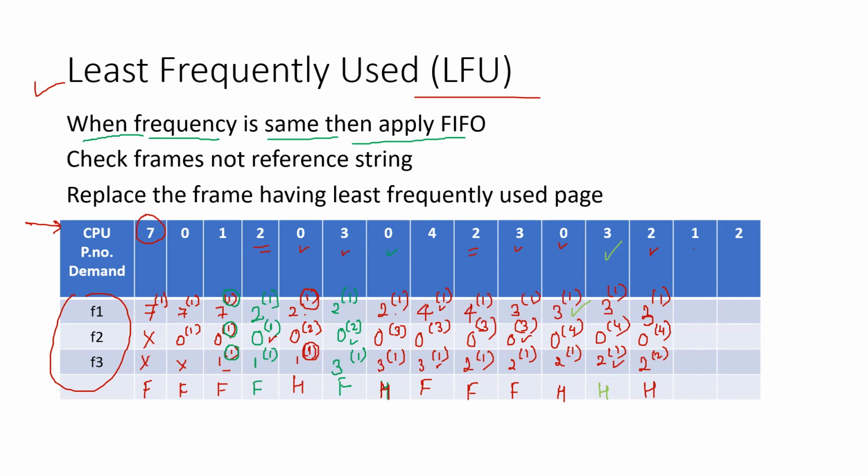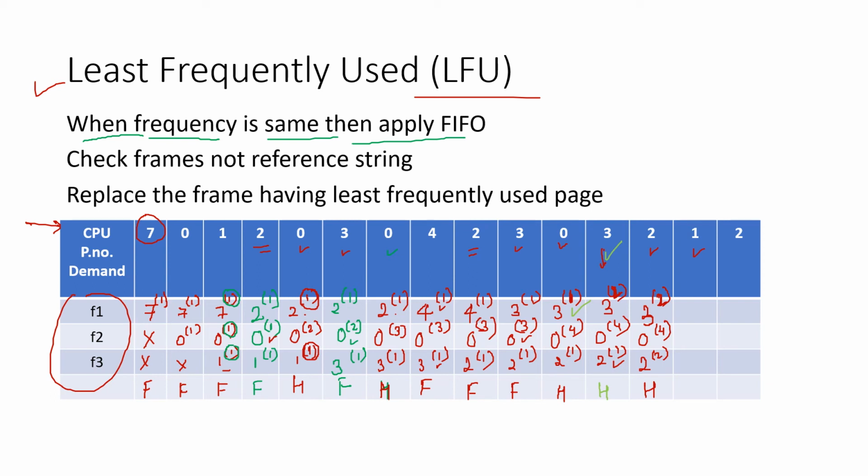Now 1, which to replace, least frequently used. I have made a mistake here. This should have been 2, right? Because 3 was already there with 1, and this 3 you have added, so it should be 2 here. Now this is correct. So the frequency of 3 is 2, frequency of 2 is 2, and frequency of 0 is 4.